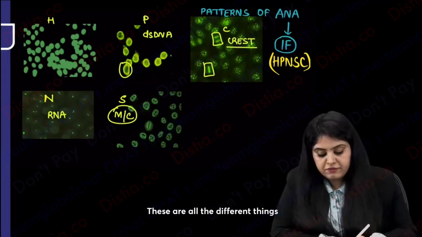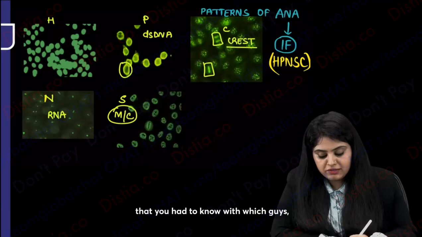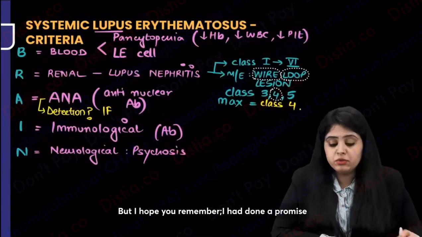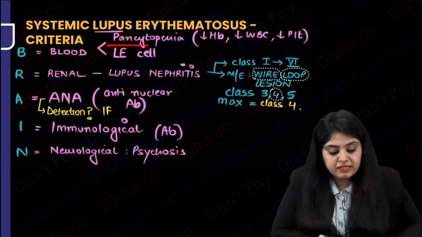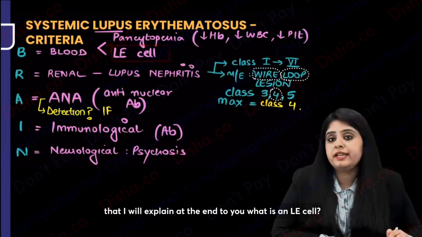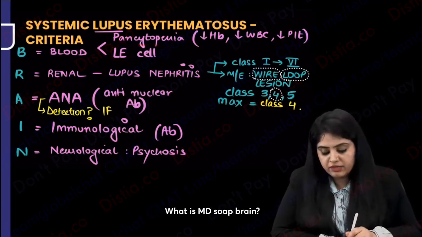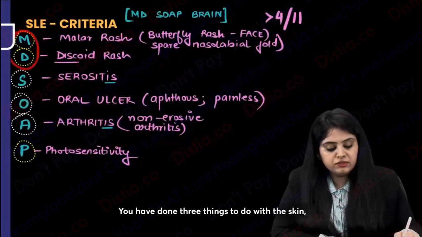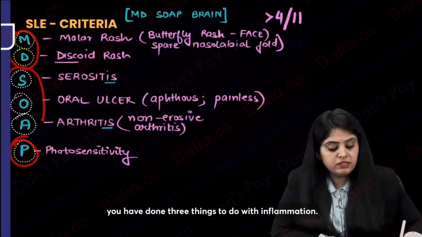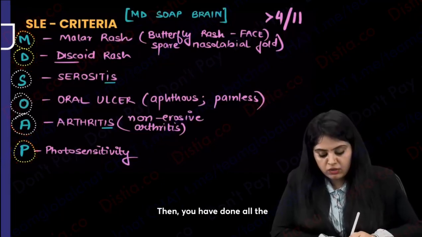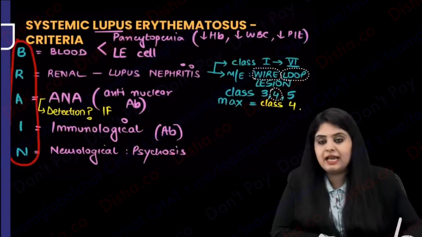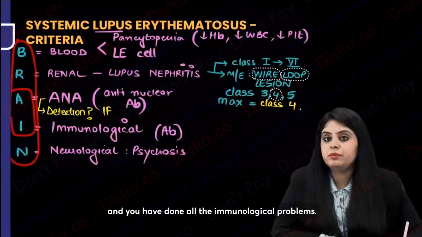These are all the different things that you had to know, with which, guys, you have very conveniently finished off the MD SOAP BRAIN mnemonic. But I hope you remember, I had made a promise that I will explain at the end to you what an LE cell is. So MD SOAP BRAIN is done. What is MD SOAP BRAIN? You've done 3 things to do with the skin, you've done 3 things to do with inflammation, then you've done all the organ related things in the brain, and you've done all the immunological problems.